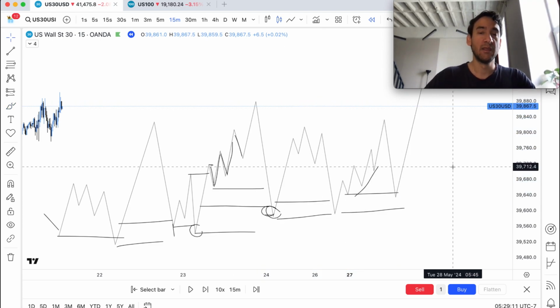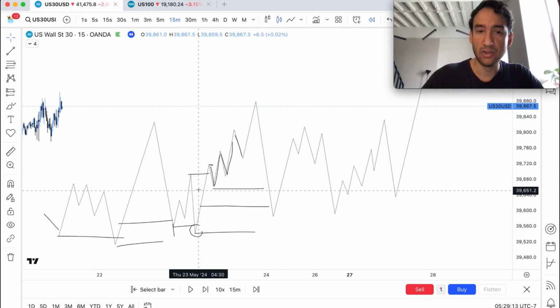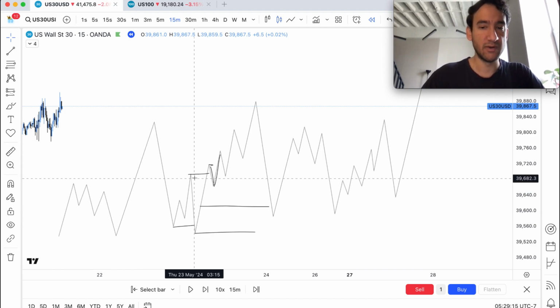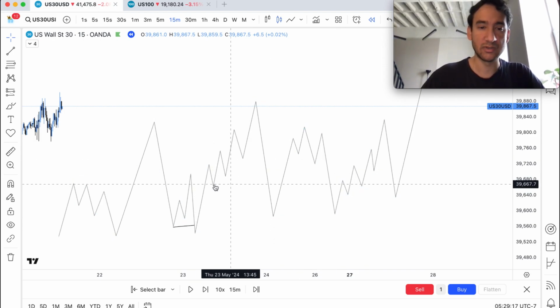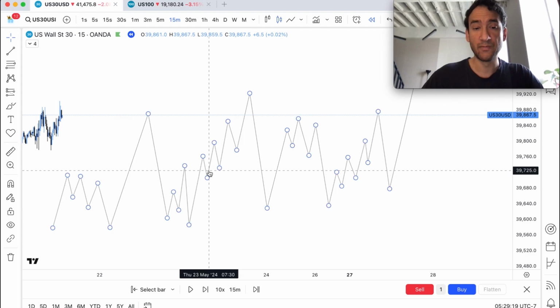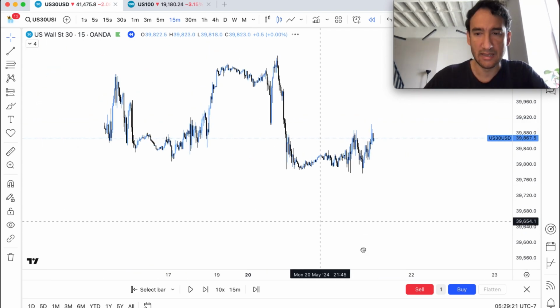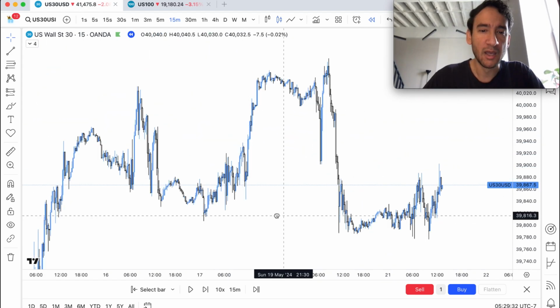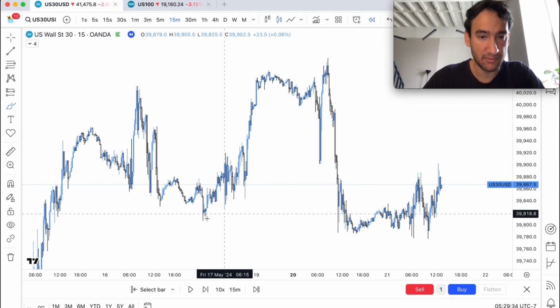Okay, so this is how you find your structure. This is how you differentiate anything from micro to sub and minor to major. Now I'm going to take you guys to a live chart example, so we can talk about it. Okay, so let's look at this example here.